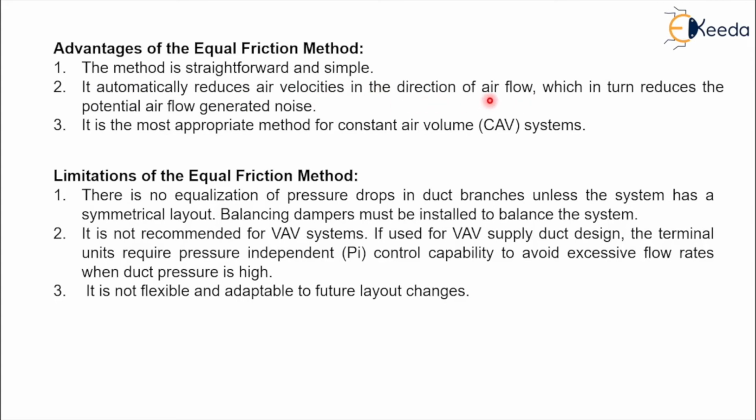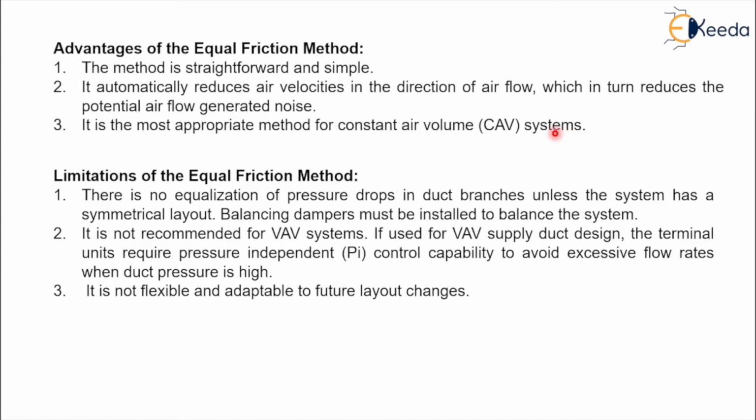So if velocity is decreasing, that's why there is no noise. If there is very high velocity, noise will be there. So that's why this is the advantage of this system. It is the most appropriate method for a constant air volume system. It is a very important and very beneficial method if the system is a balanced system.